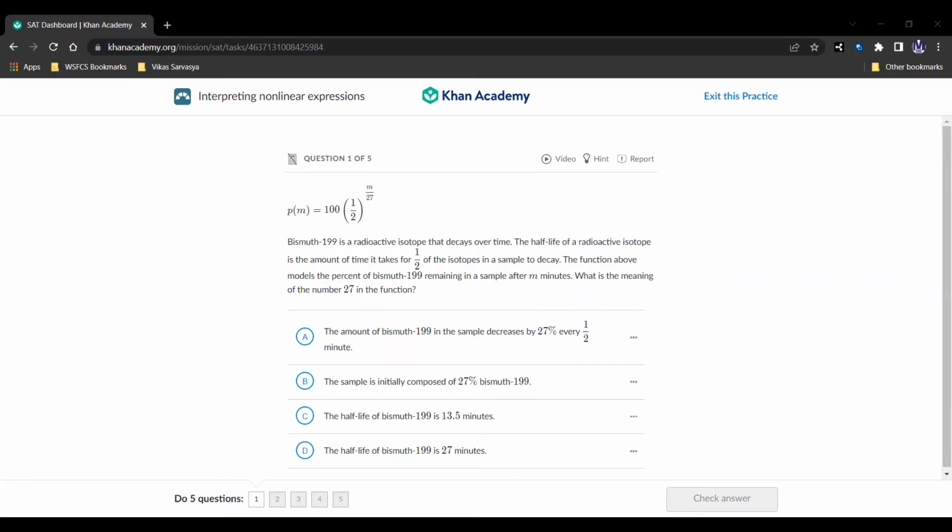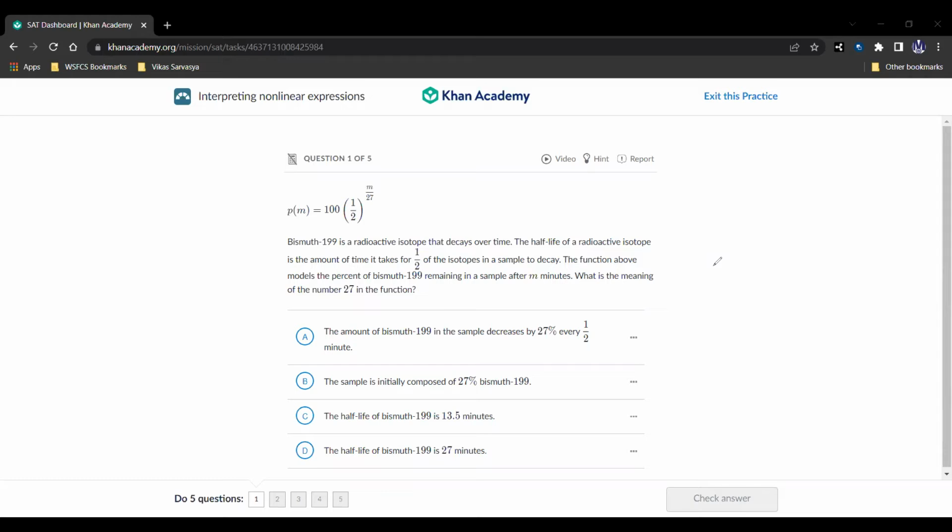Question number 1. We're told that P of M equals 100 times 1/2 to the M over 27. We're told that bismuth 199 is a radioactive isotope that decays over time. The half-life of the radioactive isotope is the amount of time it takes for 1/2 of the isotopes in the sample to decay. The function above models the percent of bismuth 199 remaining in a sample after M minutes. What is the meaning of the number 27 in the function?